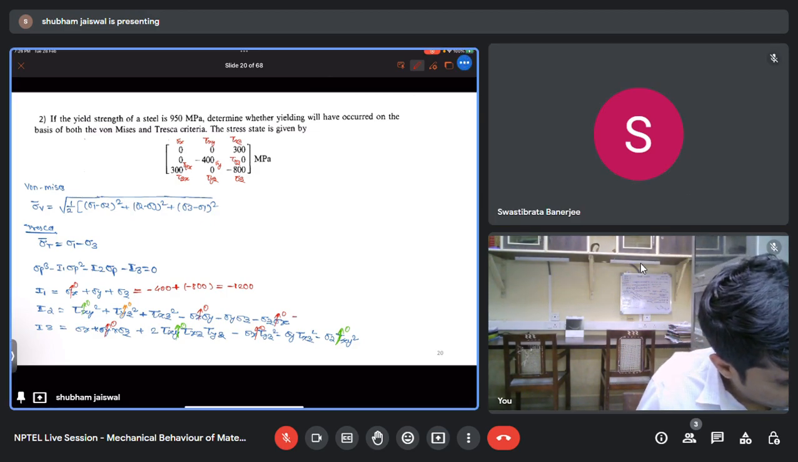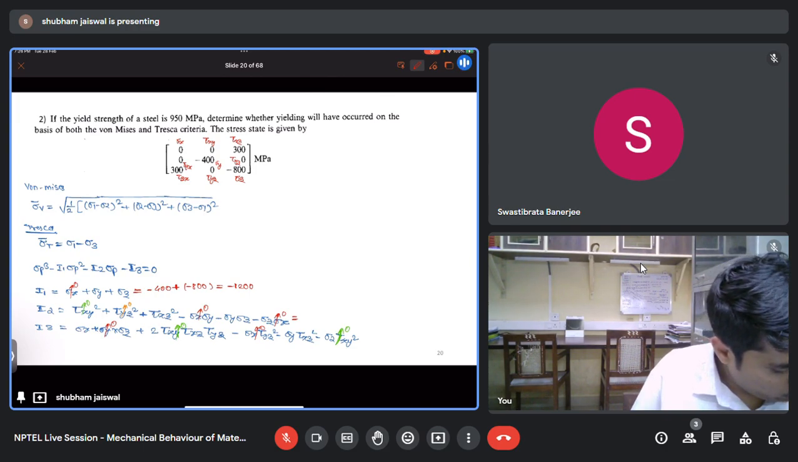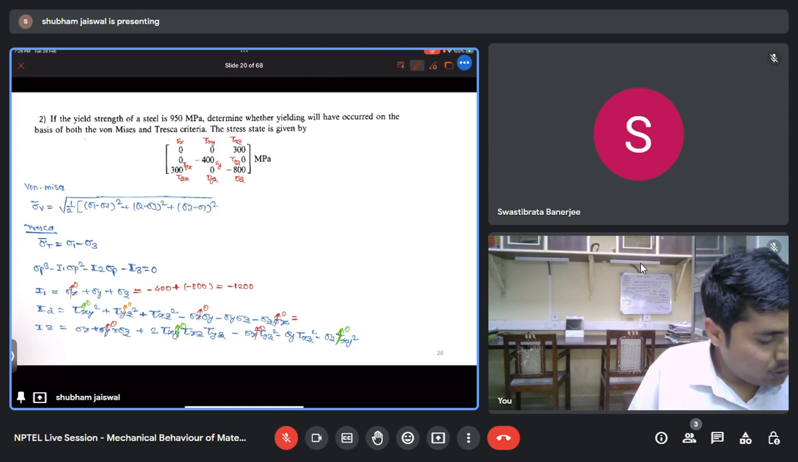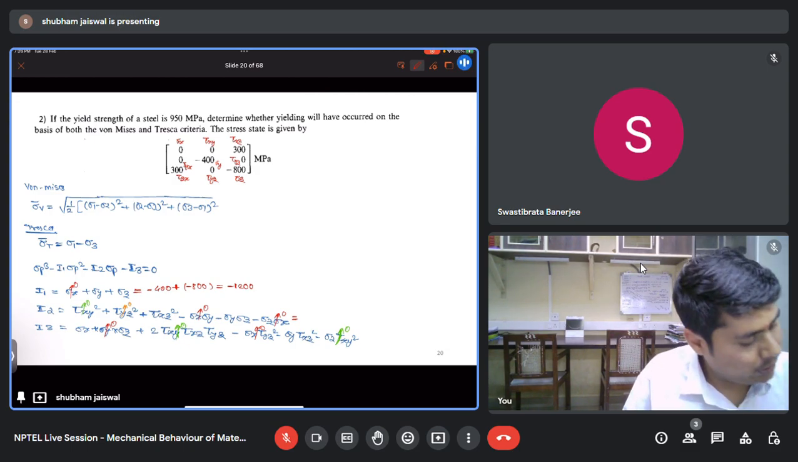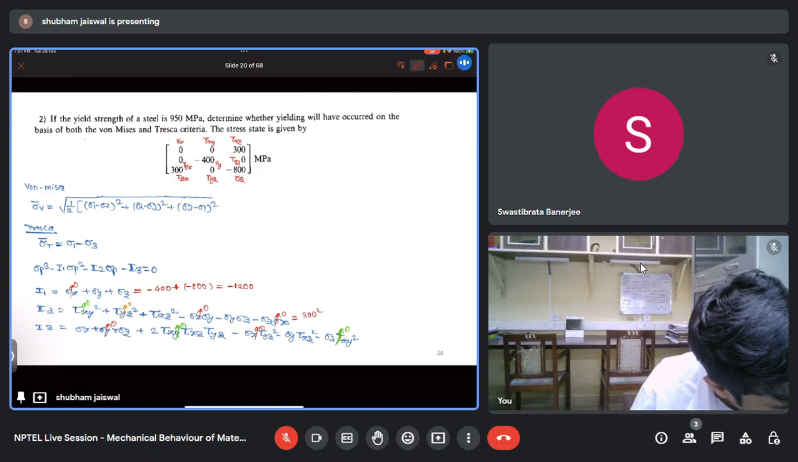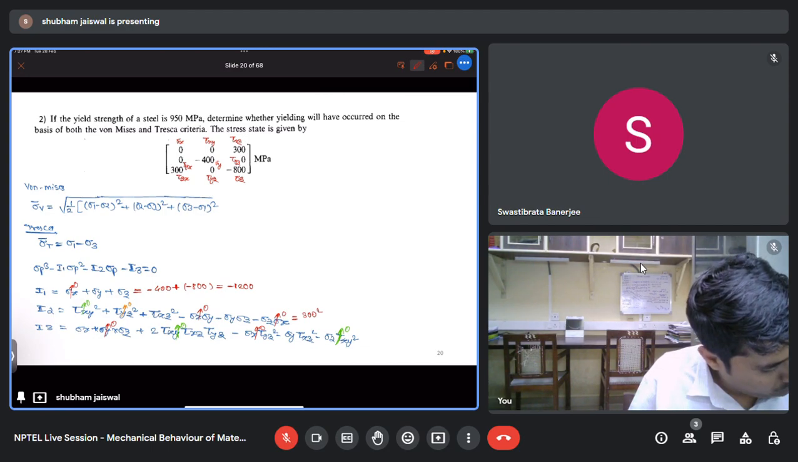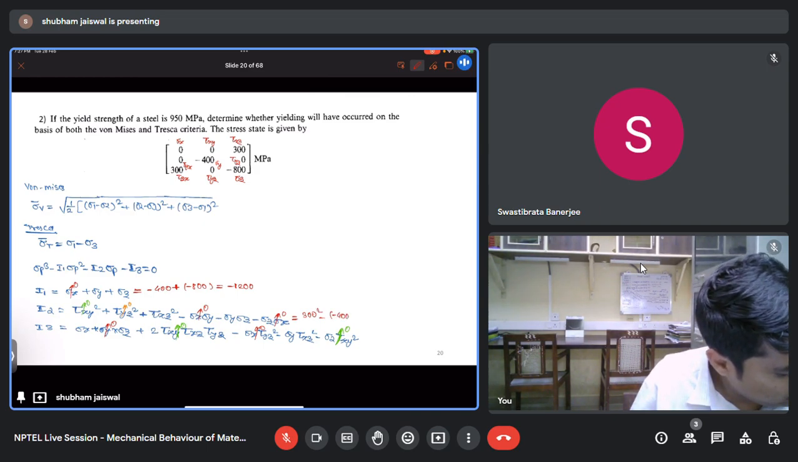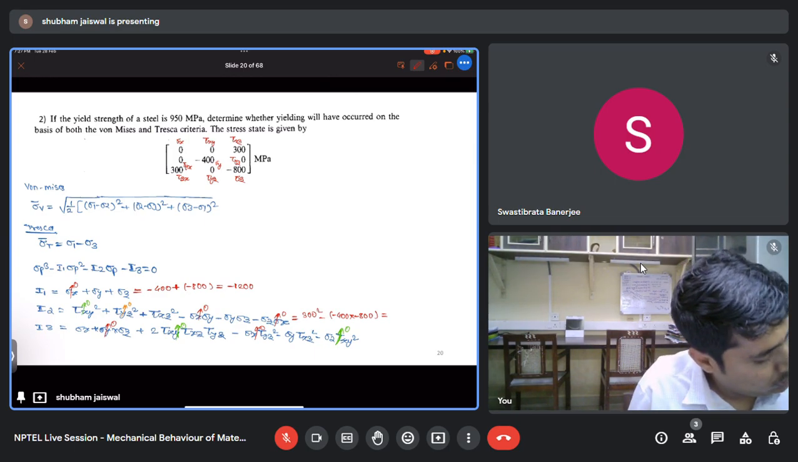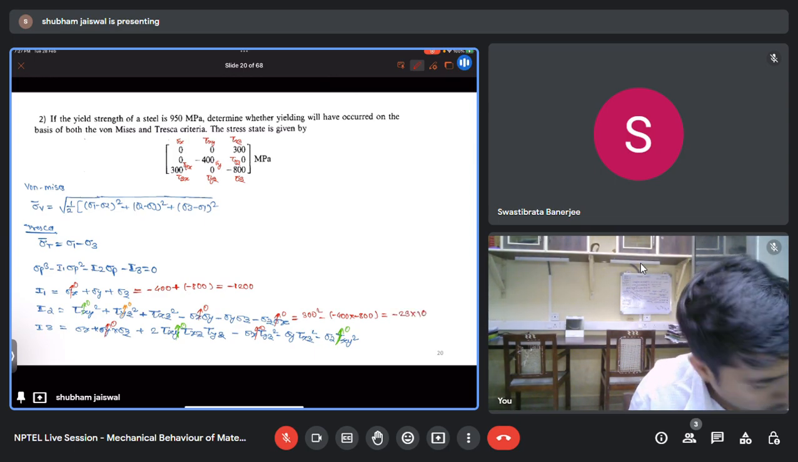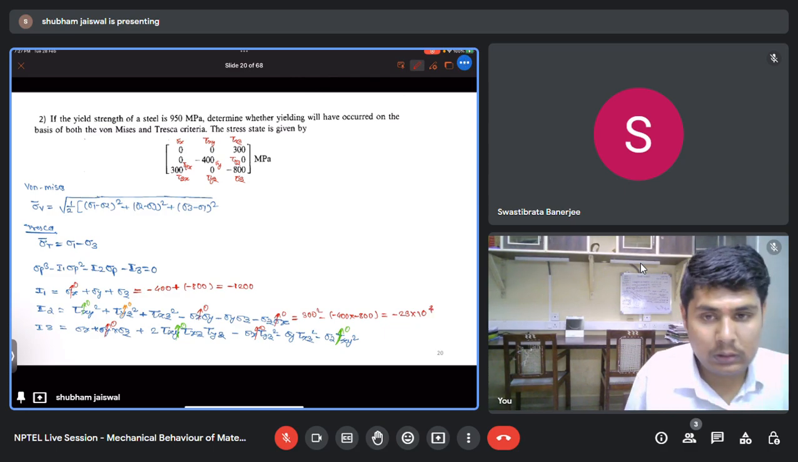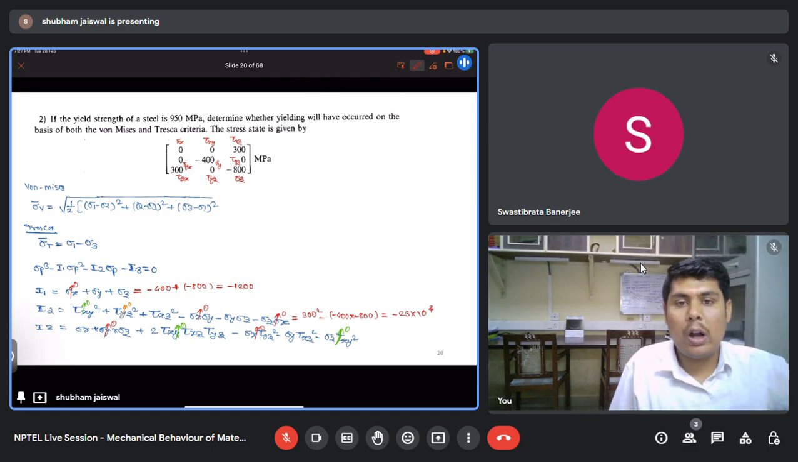Now here tau xy is 0, tau yz is 0, only the tau xz square term is there. How much is tau xz? 300. 300 square. Then we have minus sigma y into sigma z, so minus 400 into minus 800. So this comes out to be minus 23 into 10 to the power 4. Okay, this is your value of I2.